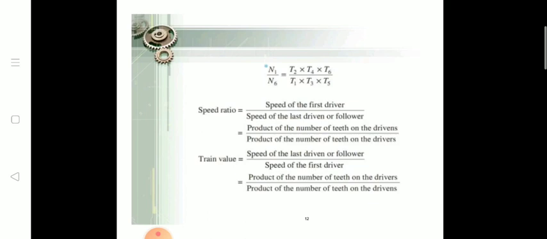And the train value is the opposite: the speed of the last driven or follower to the speed of the first driver is equal to the product of the number of teeth on the drivers to the product of the number of teeth on the drivens, right? So that's it. The next types of gear train will be studied in our next lecture.